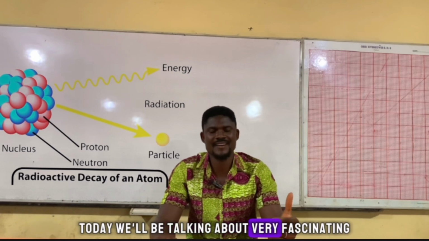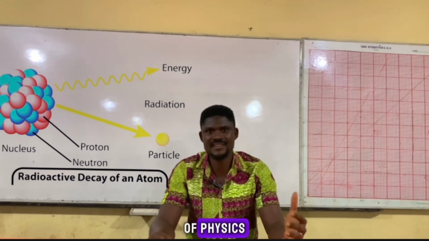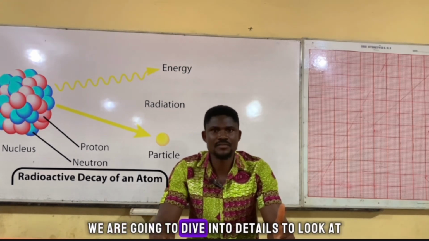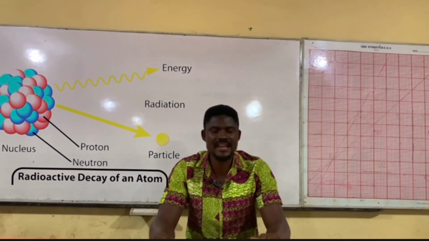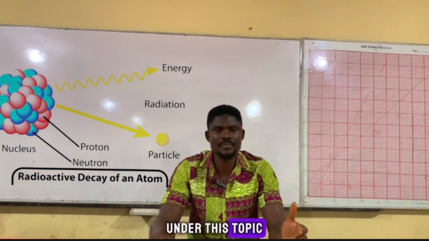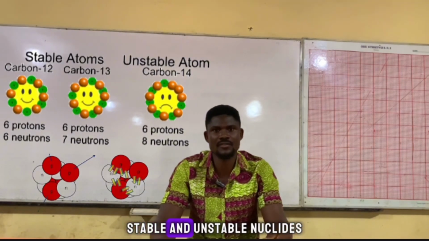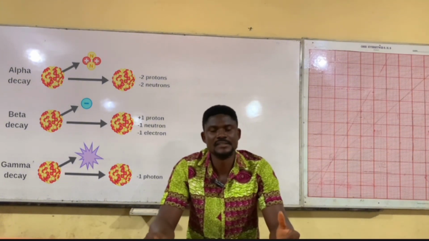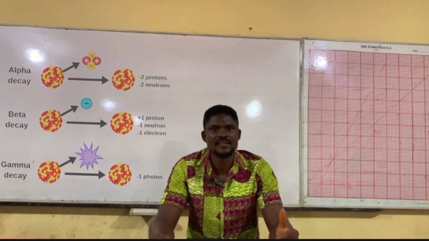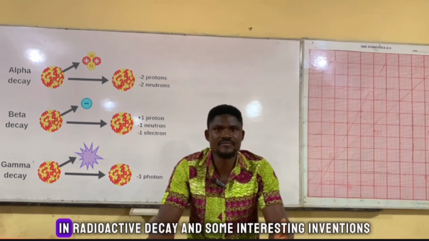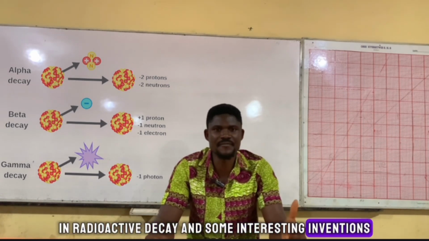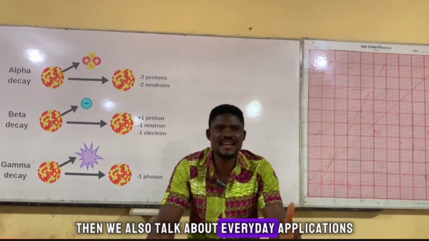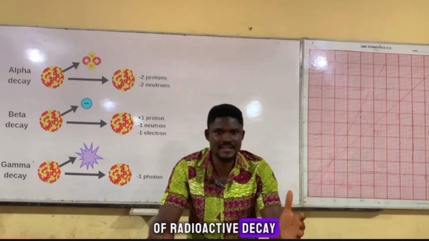Today we'll be talking about very fascinating aspects of physics, and that is radioactive decay. We are going to delve into details to look at some important areas of it. In this topic, we'll be looking at stable and unstable nuclei. We also look at the types of radioactive decay. Then we proceed to look at some of the recent advancements in radioactive decay and some interesting inventions under this area of physics. Then we also talk about everyday applications of radioactive decay.